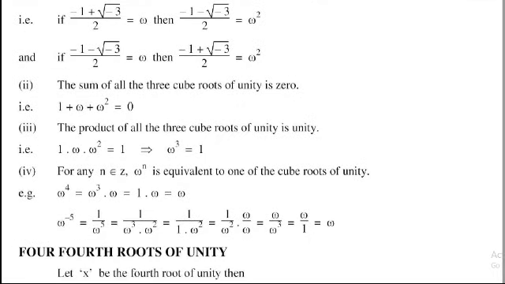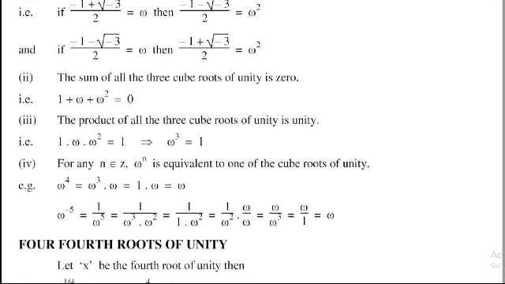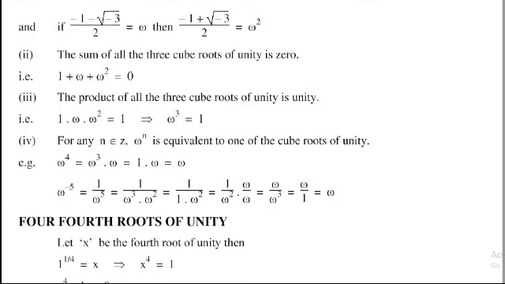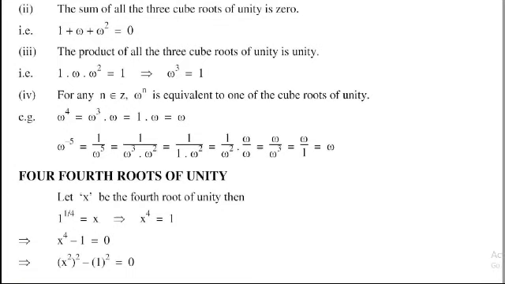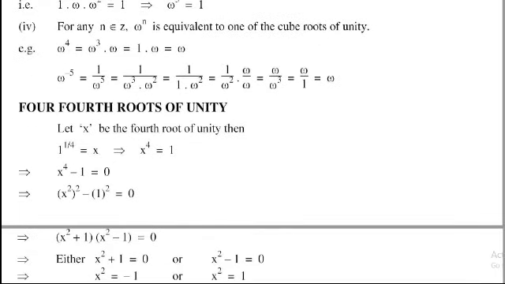Now for the fourth roots of unity. Let x be the fourth root of unity, so 1 power 1/4 is equal to x. Taking power 4 on both sides, x power 4 is equal to 1, so x power 4 minus 1 is equal to 0. Since 1 square is also equal to 1, x power 4 can be written in the form of x square whole square, so (x square) whole square minus 1 square is equal to 0. This is the formula a square minus b square is equal to (a minus b) into (a plus b), so (x square minus 1) into (x square plus 1).